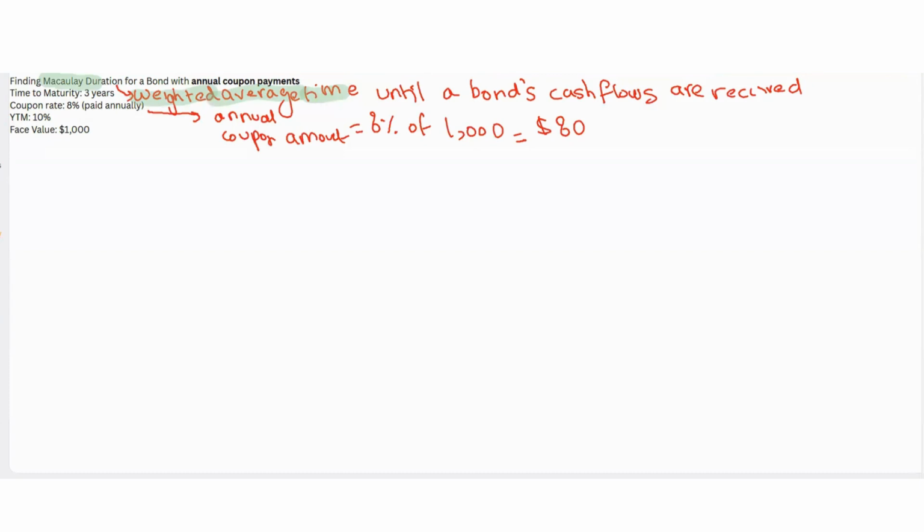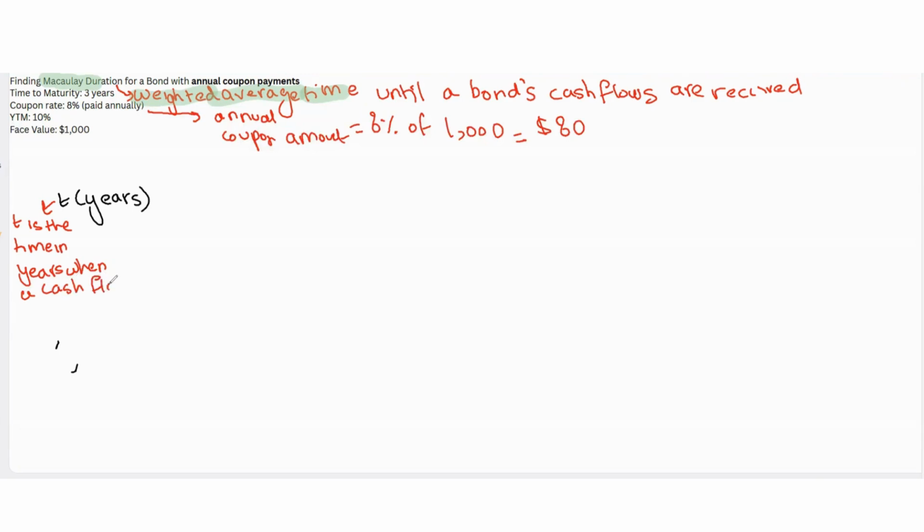Now let's proceed with how we will solve this question. We'll make a table in order to find the Macaulay duration. Our first column will be T in years. Let's make it a little over here. T is the time in years when a cash flow is received. This is how we're defining T.